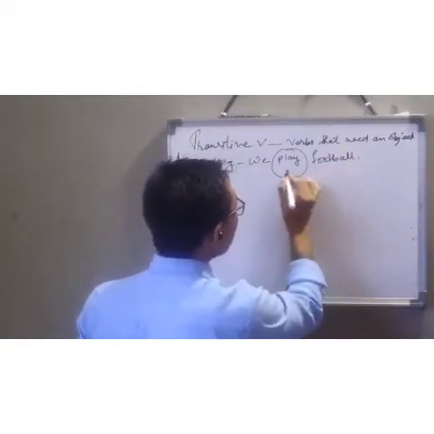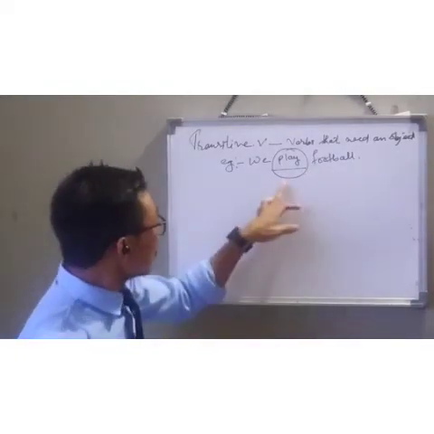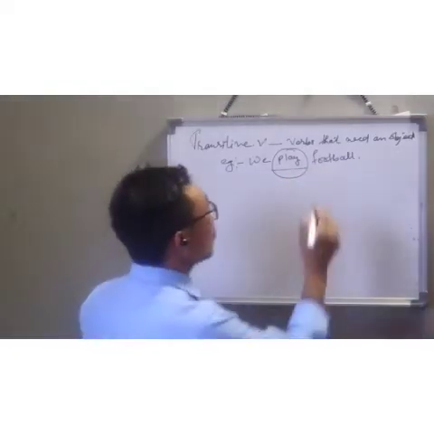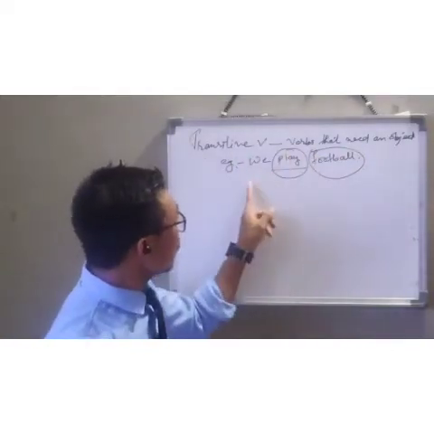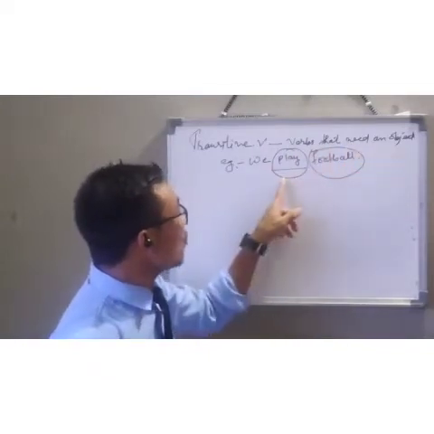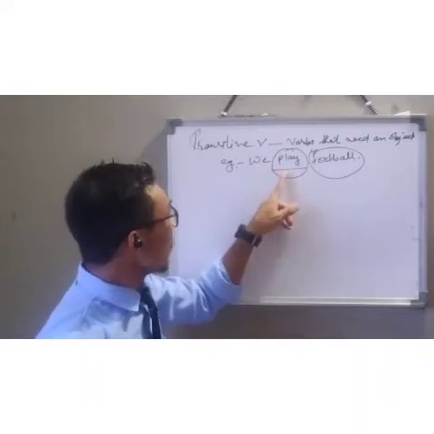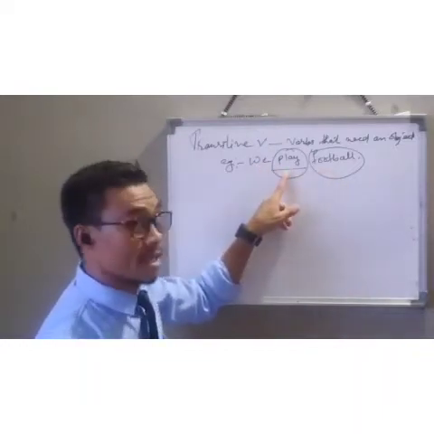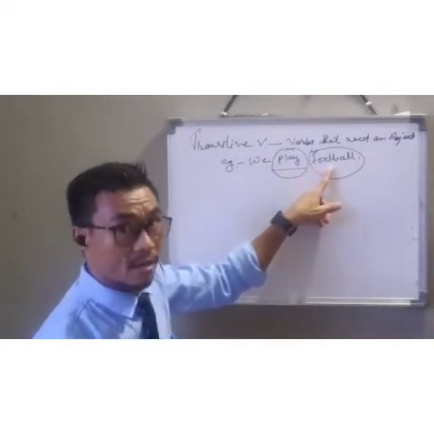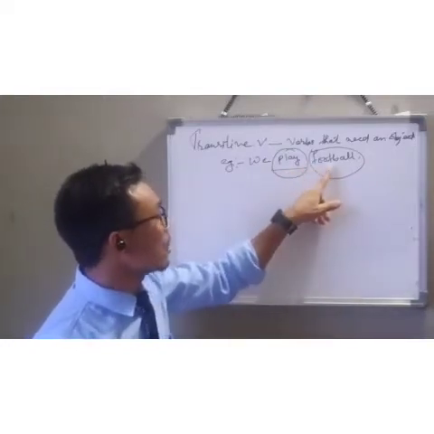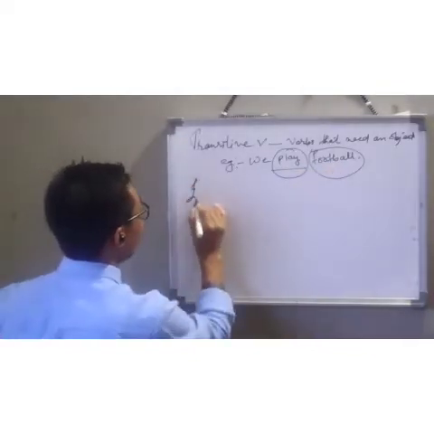So now this is a transitive verb, the verb that needs the object. Now this football is an object. So transitive verbs are those verbs that need an object to perform or to place the action. So we play football. This play is a transitive verb because it needs an object where this action can take place.